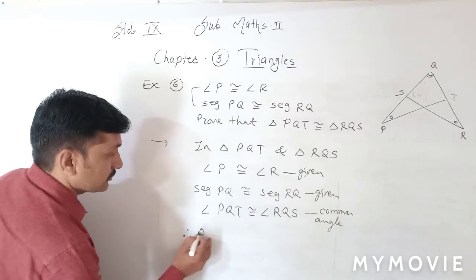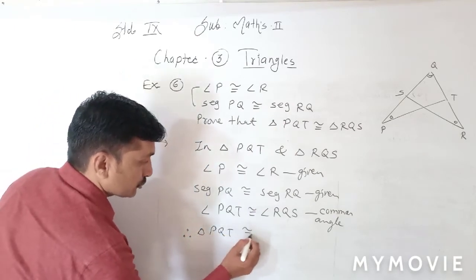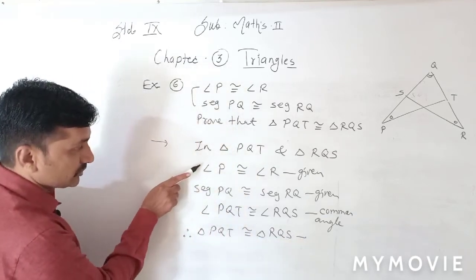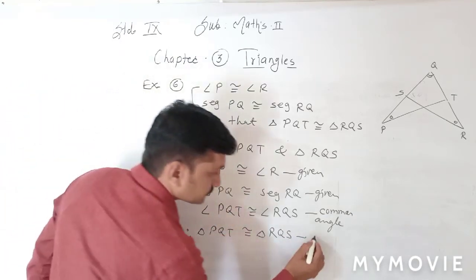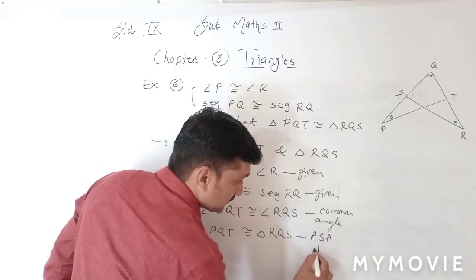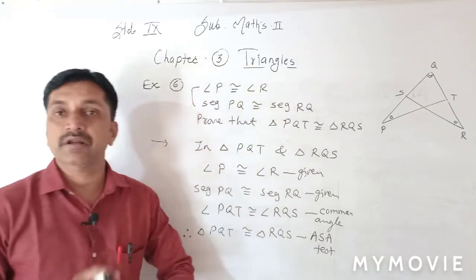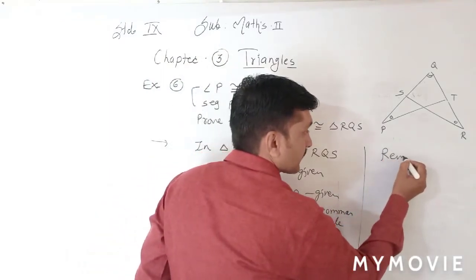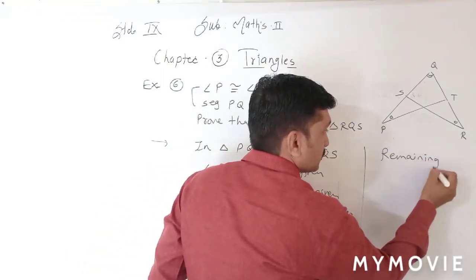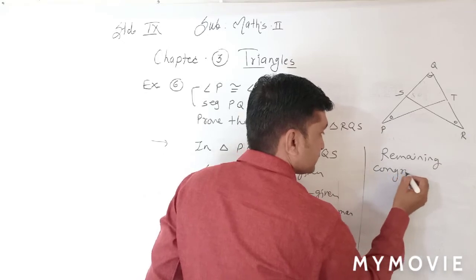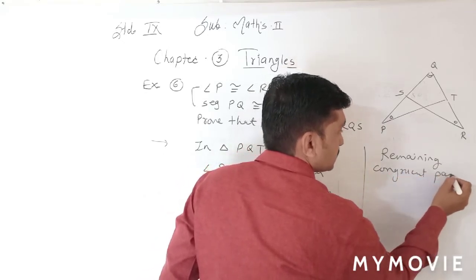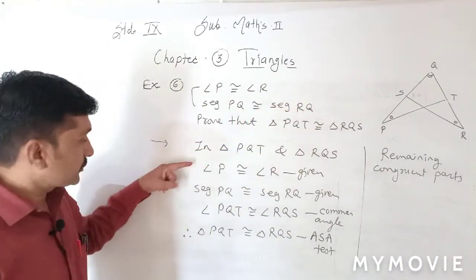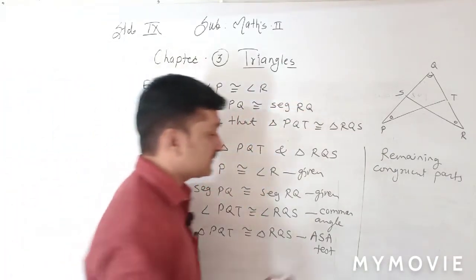Therefore, triangle PQT is congruent with triangle RQS by which test? Sequence you see, ASA test. By ASA, the triangles are congruent. Now, remaining congruent parts. Now, which are not used, they will go there. Here two angles are used, one angle is there.